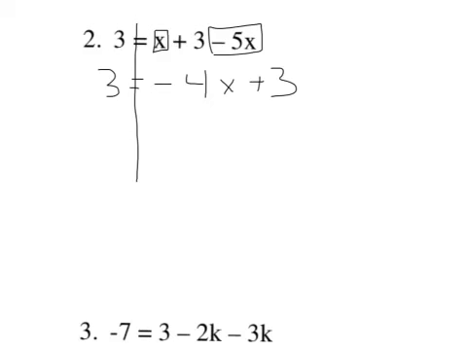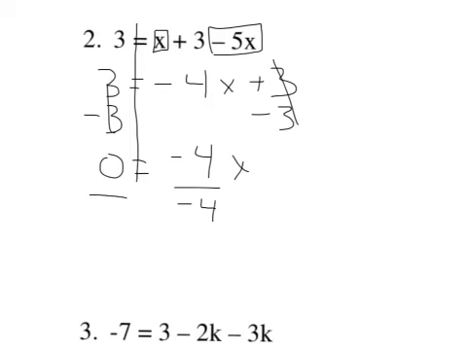We will then subtract 3 from both sides. That gives me 0 here. This gives me 0 over here as well. So 0 equals negative 4x. Divide by negative 4. And 0 divided by negative 4 is 0. So the value of x is 0.